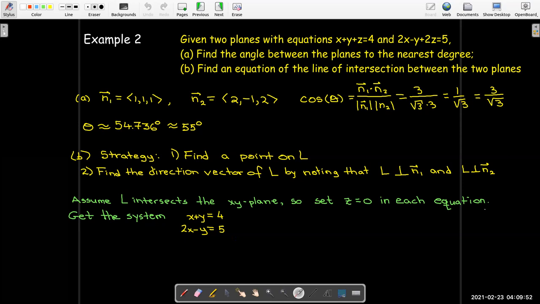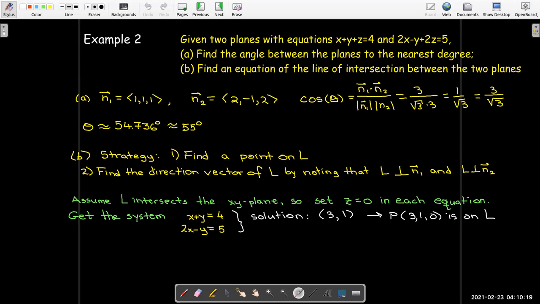And it's very simple to solve. We don't need to go through the details. The solution is x equals 3 and y equals 1. So I know z equals 0. That's how I found that. So the point with coordinates (3, 1, 0) has to be on both planes, which means that it's on the line of intersection.